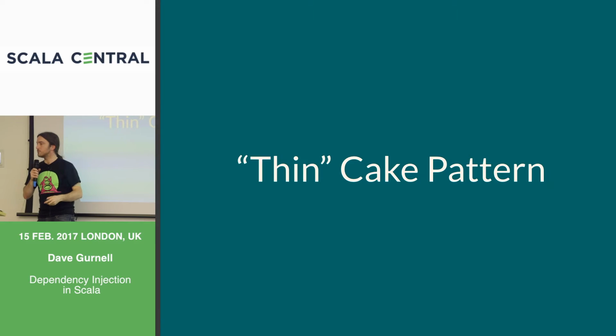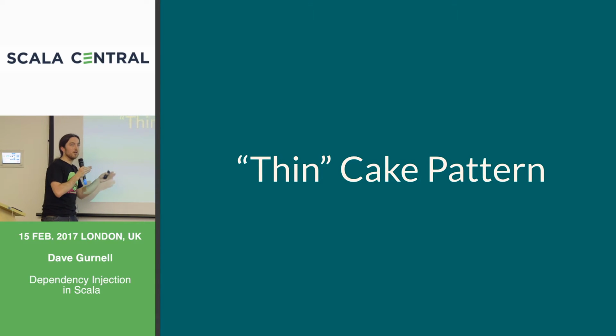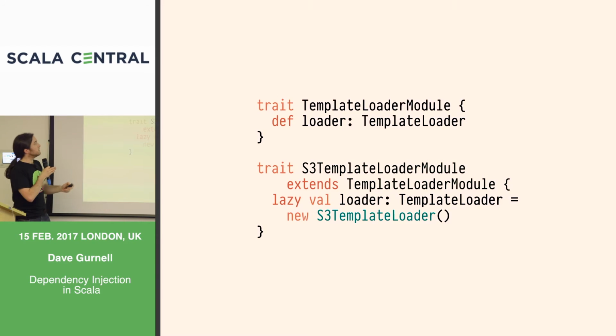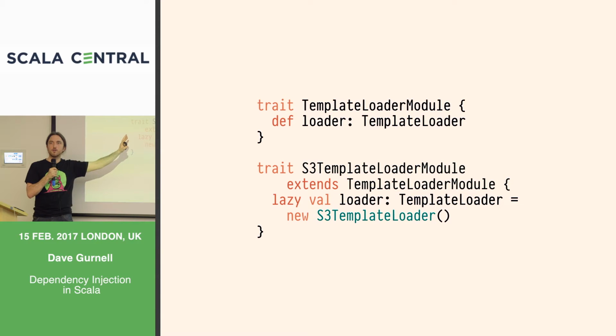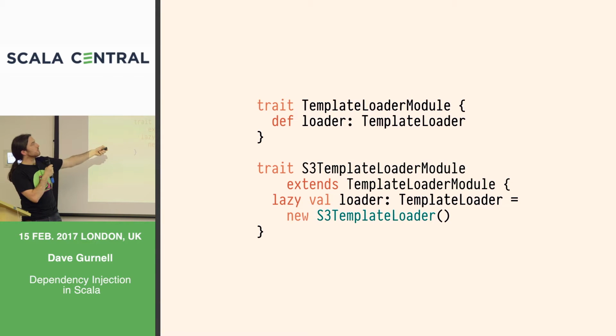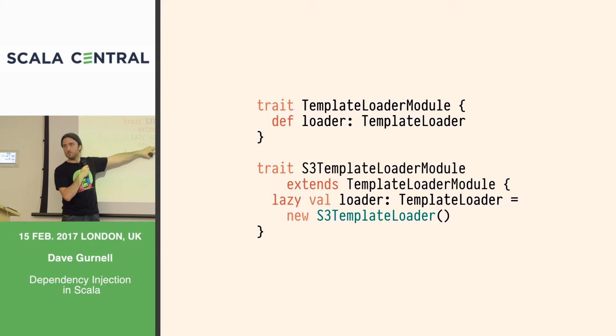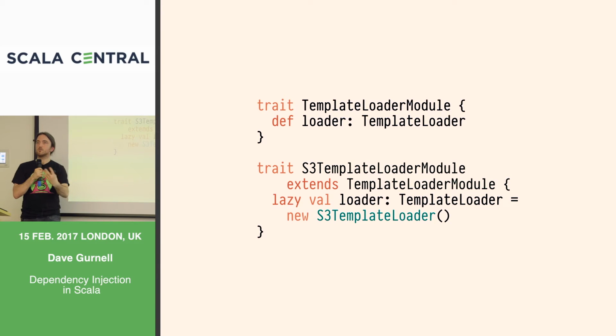But instead of wiring them all in one big object, we package each component up in a module, which is why I'm trying to say component and module. So here I have a template loader module. So it's not the template loader, it's a wrapper. And all it says is, I've got this thing called loader, which is the template loader. And then I can subtype it to create the S3 template loader module, and I just initialize that loader to a particular type of loader, right? So I've got these shippable components.